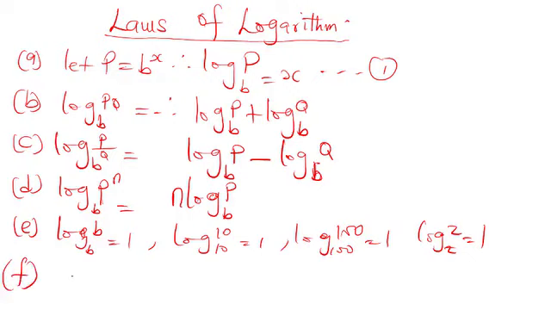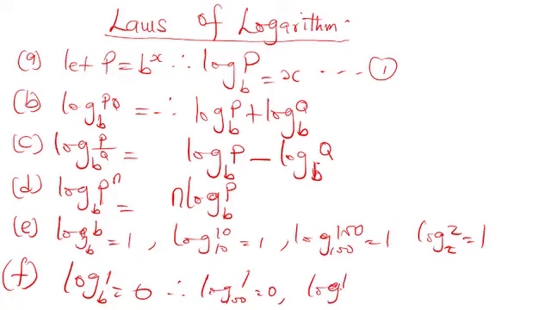Then lastly, that is our f value. We are rounding up the laws of logarithm, and we'll use these laws in solving so many questions. The logarithm of 1 is 0, no matter the base. If you have log 1 base 100, your answer is 0. If you have log 1 to base 50,000, your answer is 0. No matter the base of the logarithm, log 1 is equal to 0.